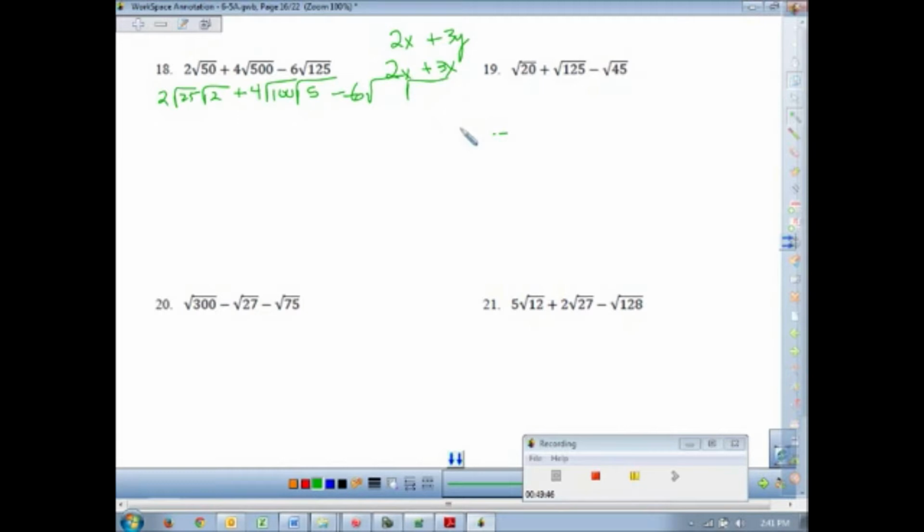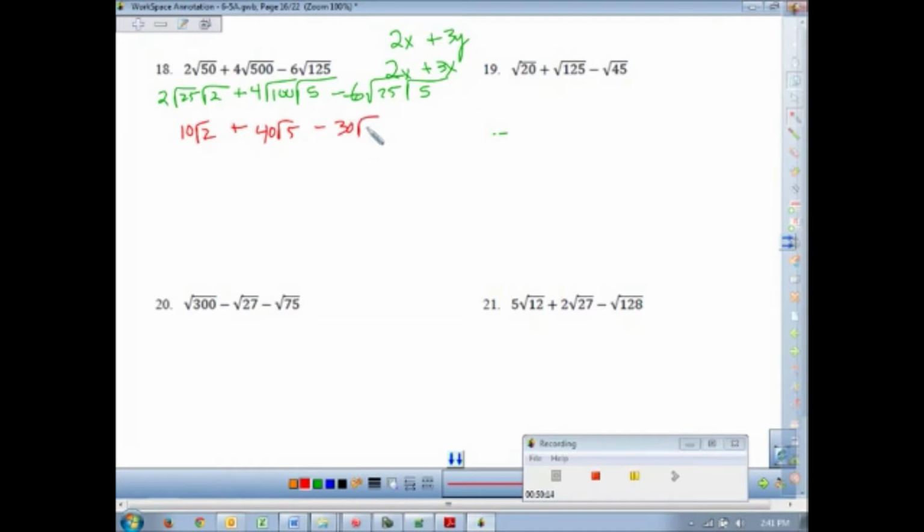Biggest perfect square that goes into 125 is 25. How many times? Cool. Now I'll do a little bit of double cleanup. I know that the square root of 25 is 5. Take it times 2 more, and then you get 10 square roots of 2. Plus square root of 100 is 10. Take it times that 4, and you get 40 square roots of 5. Minus 30 square roots of 5.